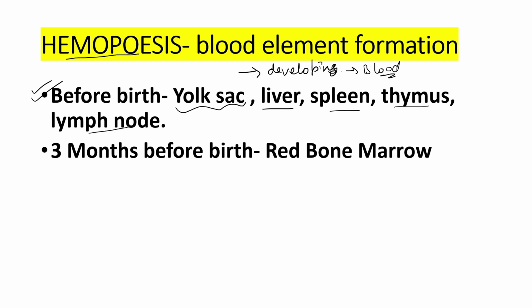lymph node, right? As the baby turns into a 3-month baby, 3 months before birth, then the blood formation is done in red bone marrow, right? So till date the red blood is formed in the red bone marrow, but before these months, before the birth of the baby, the blood formation takes place in the yolk sac or liver, spleen, thymus or the lymph node.